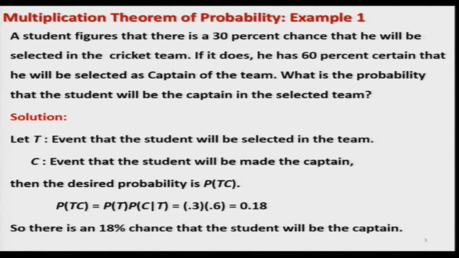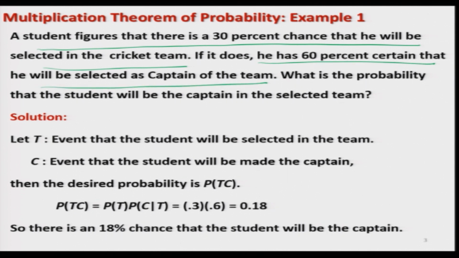Right. So, now let me take some examples to explain the application of this multiplication theorem of probability. The first example is that a student figures that there is a 30% chance that he will be selected in the cricket team, and if he is, he has 60% chance that he will be selected as the captain of the team. Now, the question is, what is the probability that the student will be the captain in the selected team?